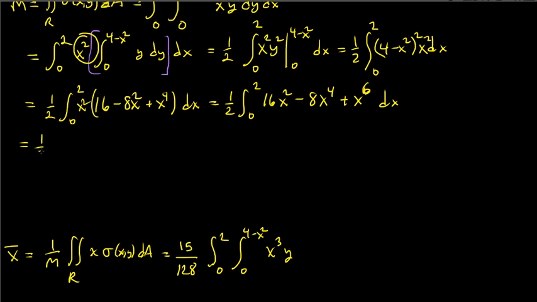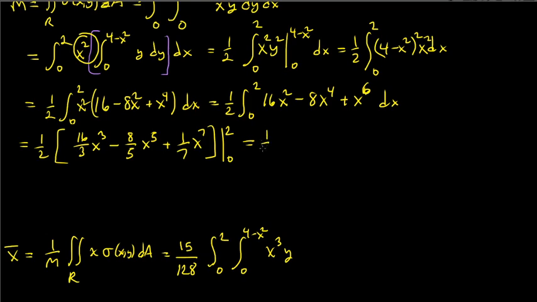So when we integrate all that, again, I'll leave the 1/2 outside. We're going to get 16 over 3 x cubed, minus 8 over 5 x to the 5th, plus 1 over 7 x to the 7th. And that's going to be evaluated between 0 and 2. So again, I'll leave the 1/2 for later. When you plug in 0, you get 0. So when you plug in 2, you get 1024 over 105. So I think that's 512 over 105. At least I hope I did that right.